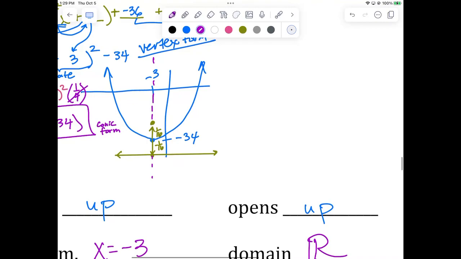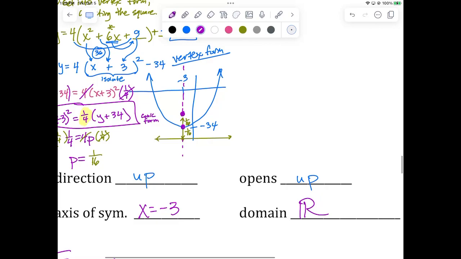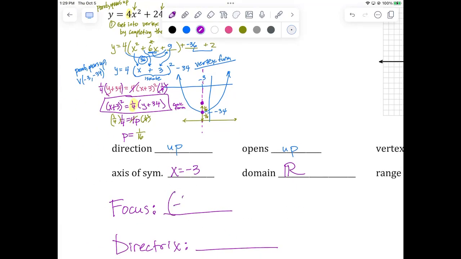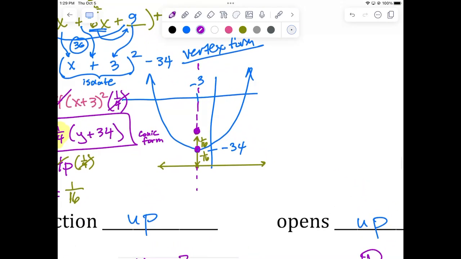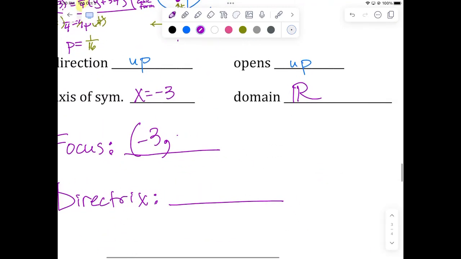First of all, the focus, being right here, has the same x coordinate as the vertex, right? So I know the focus is going to be at -3, comma. Now, what's the y value going to be? Let's just think about how we're going to get the y value. The y value of the focus right here is -34 plus 1/16. Would you agree? -34, that's the low point, and then I go up 1/16. Here's how I'm going to write it: -34 plus 1/16. Are you okay with that? That's an ugly number, isn't it?